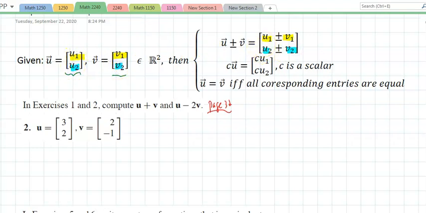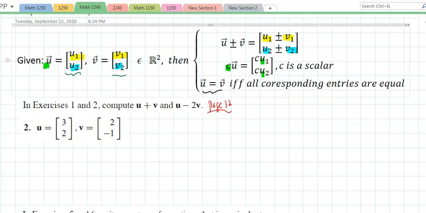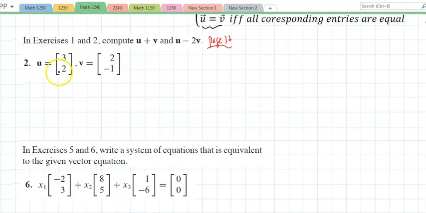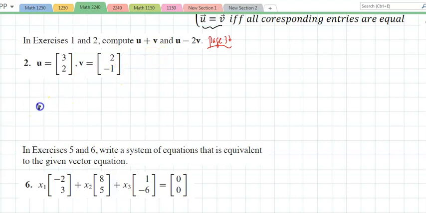If c happens to be a scalar, and you multiply a vector u by it, you end up multiplying each component or entry. Two vectors are equal if and only if the corresponding entries are identical. So, really quick, given two vectors, u plus v would be (3, 2) plus (2, -1). That would simply be (5, 1).